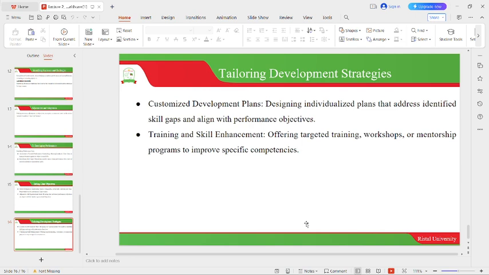We have talked about tailoring development strategies several times. I think that's where we are going to end this presentation. Unless you have a question or something to add, then I will have to welcome that.